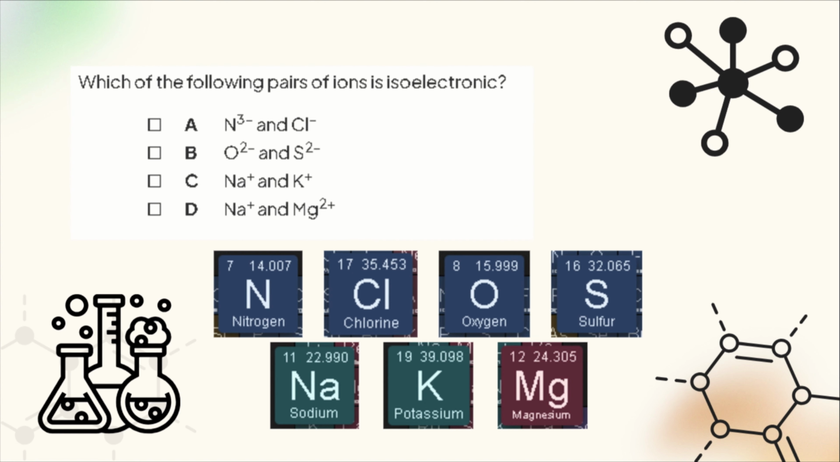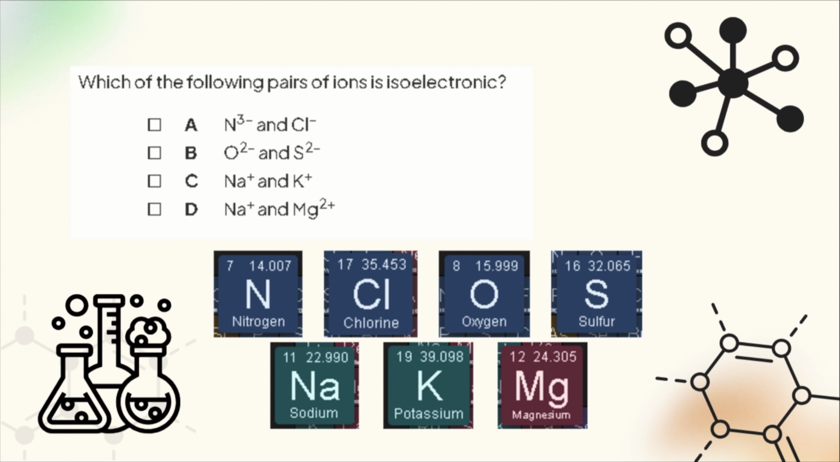Which of the following pairs of ions are isoelectronic? Isoelectronic particles have the same number of electrons. We have nitrogen, which has gained 3 electrons. If you remember, if you gain electrons, you get a negative charge, and this nitrogen has 3 negative, which means it has gained 3 extra electrons.